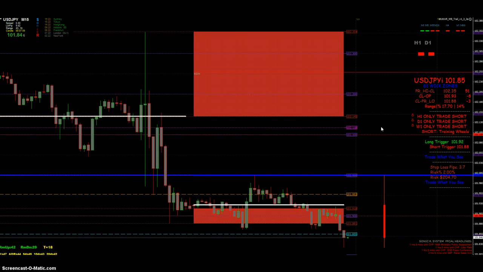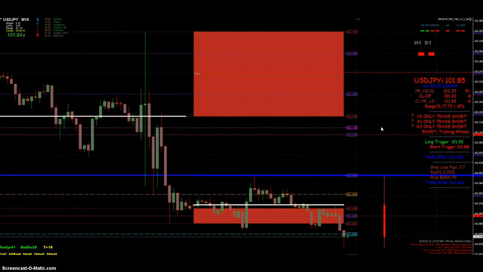I like to keep my charts clean. I like to keep them simple, no squiggly lines, just trade price action with levels. But I decided I'd give this one a look-see and see if it's of any help at all. If not, we won't use it.